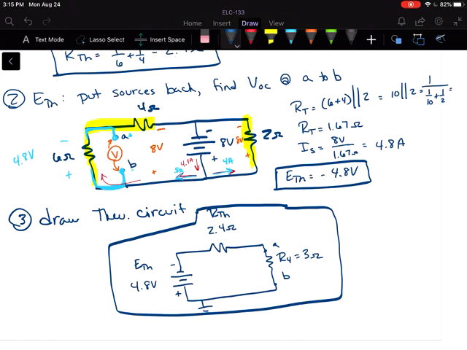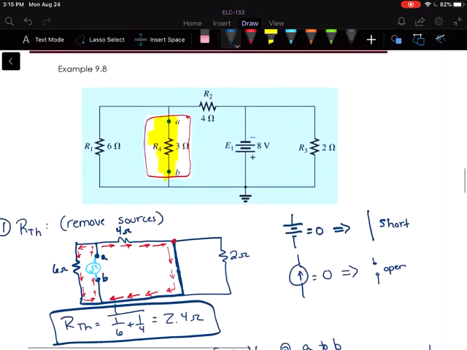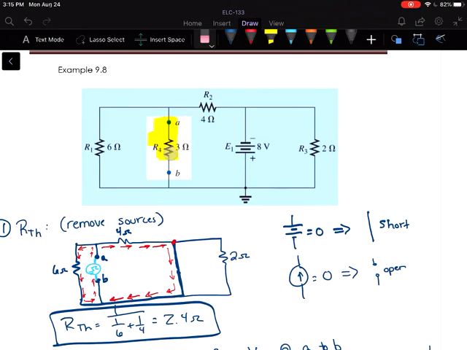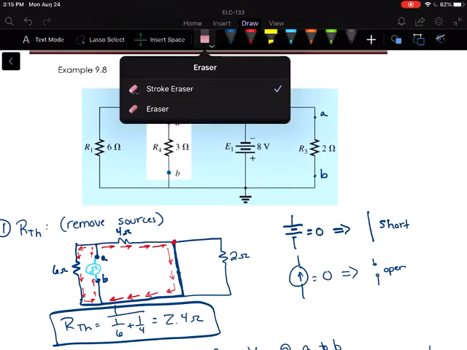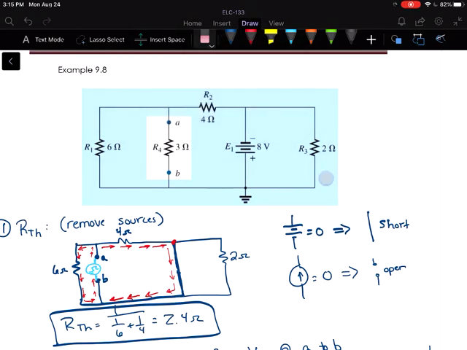Notice another thing is that if we had chosen instead, let's say we wanted the Thevenin equivalent circuit for everything external to R3 instead, well, that would be a completely different circuit. And you might even want to try it out and see what you would find there.